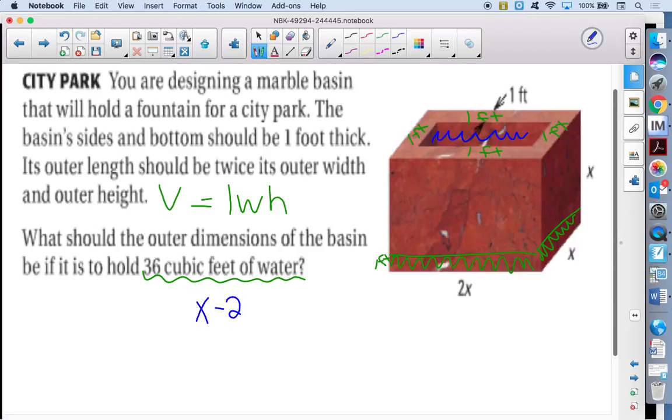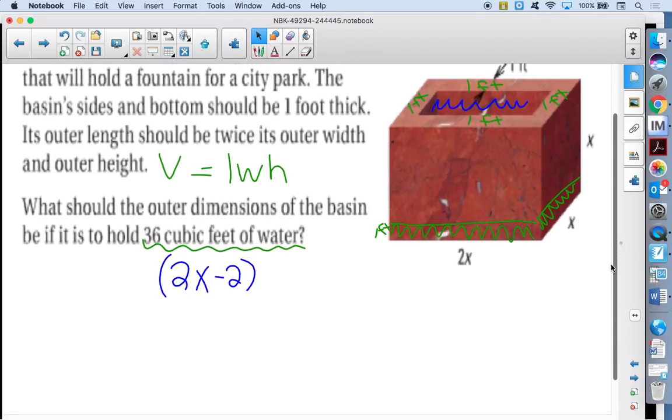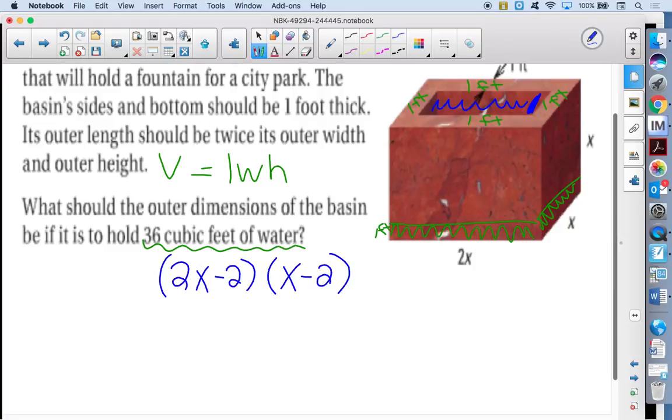Oh, okay. So it would be 2x minus 2. So this length, the whole thing is 2x from outside to outside, but we're on the inside and we have to take away the foot on either side. That's why it's minus 2. So the inside space is 2x minus the 2 feet that I have to take away from it. Therefore, the width, which is this part right here, is x minus 2. So my width was x, but when I take away the foot on either side, that 2 feet of space, we have x minus 2.